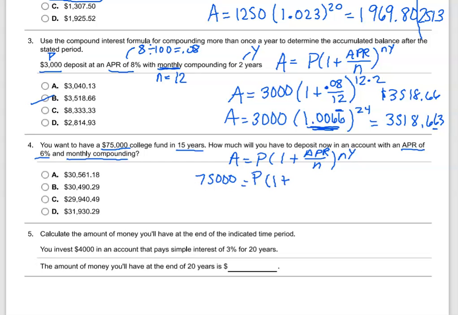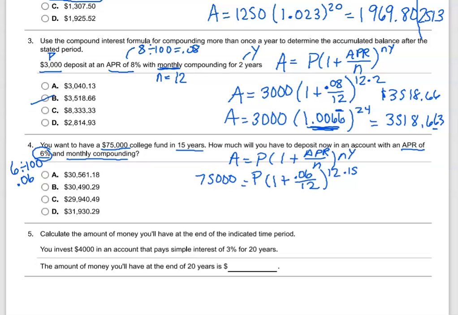Okay, where's my rate at? Oh, I see 6% over here. Can't put percent in, so I need to do 6 divided by 100 to get 0.06. So my APR is 0.06. N means how many times are they going to compound it? How many times is it compounding a year? And I'm seeing monthly. So since it's compounding monthly, that's going to be a 12. And then NY is the last part, raised to the NY power, and N is 12 again. And we're going to put it in the bank for 15 years.